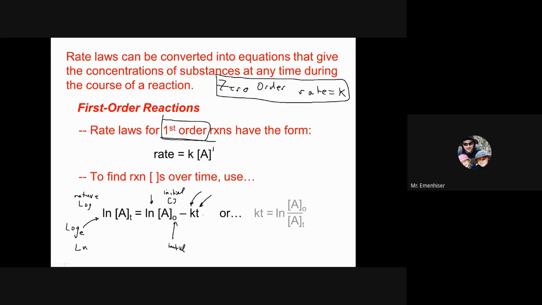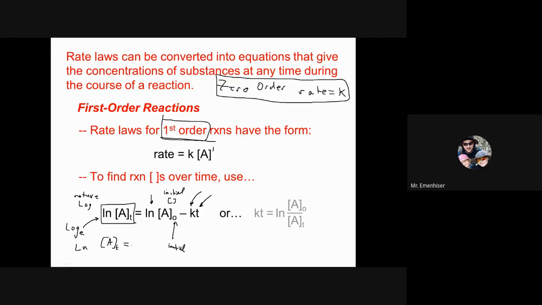How much time has elapsed? So you plug in the time here, usually seconds. You plug in the rate constant there. You plug in the initial concentration there, and this will equal the natural log of the concentration at that time. And how do you get the concentration of A at t?